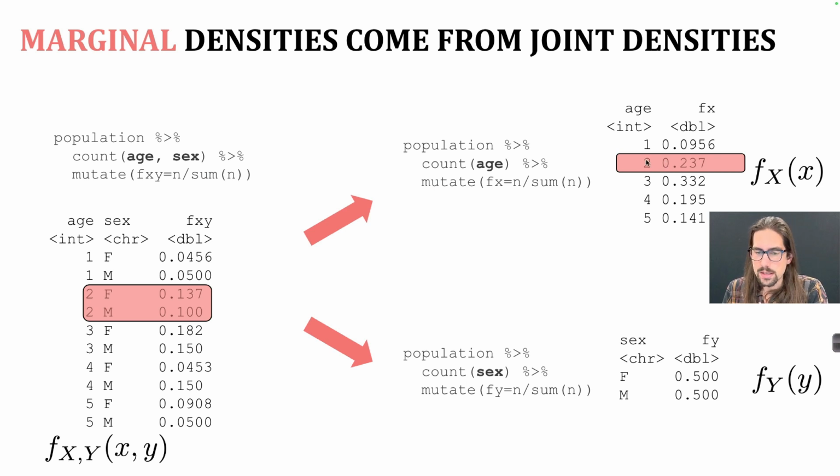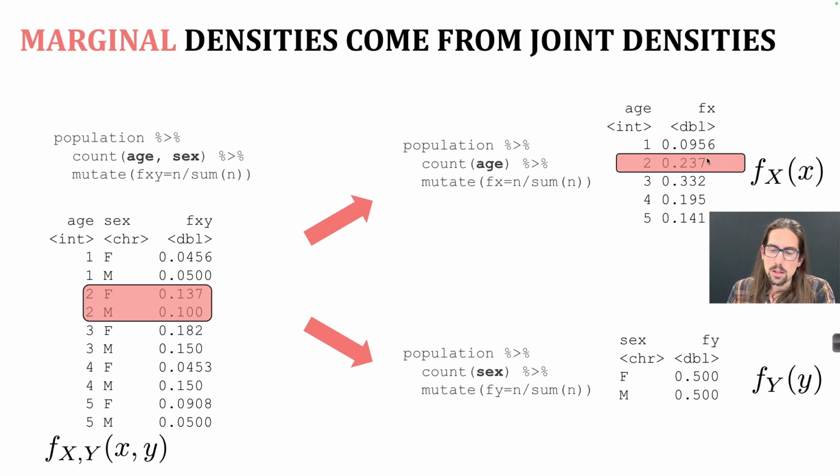So what I mean by that is, let's say you want to know what is the density in the marginal density of age equal to 2, right? What is that? That's the fraction of 2-year-olds in the population. So if I want the count of 2-year-olds in the population divided by the total population, I can split that into 2-year-olds that are female and 2-year-olds that are male, right? And then I get the total count of those, and I just add them together.